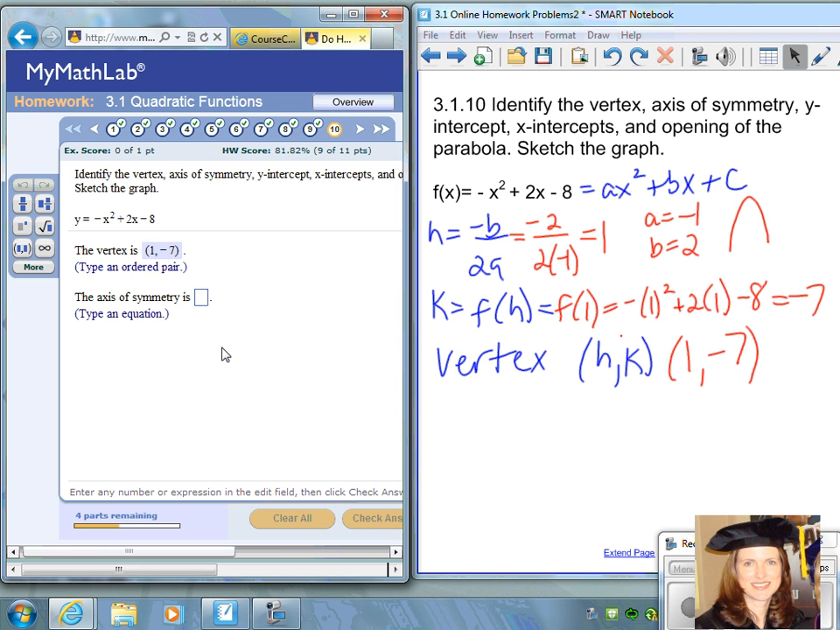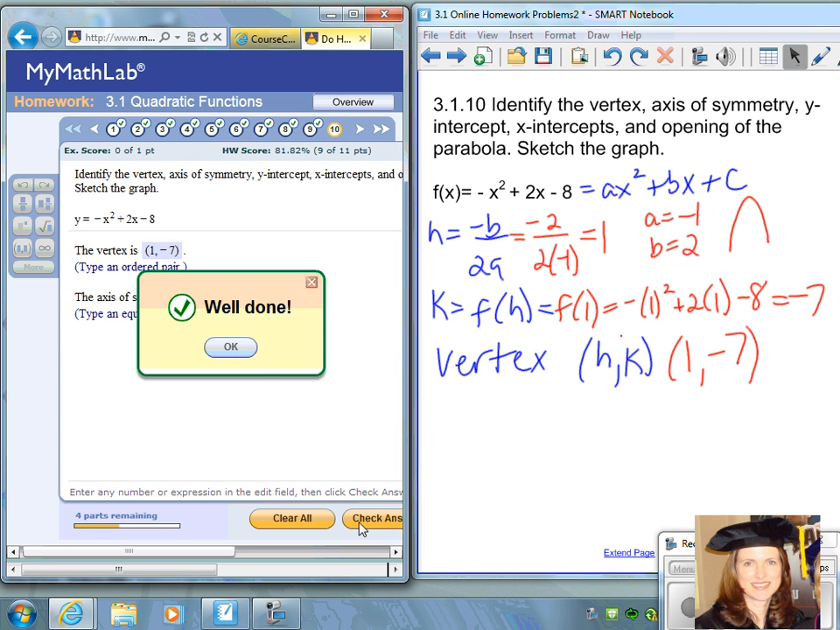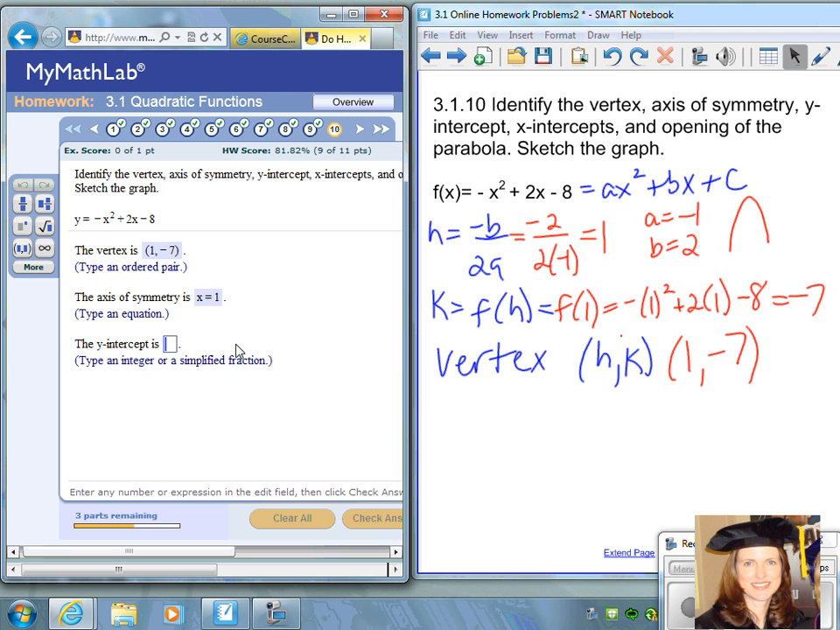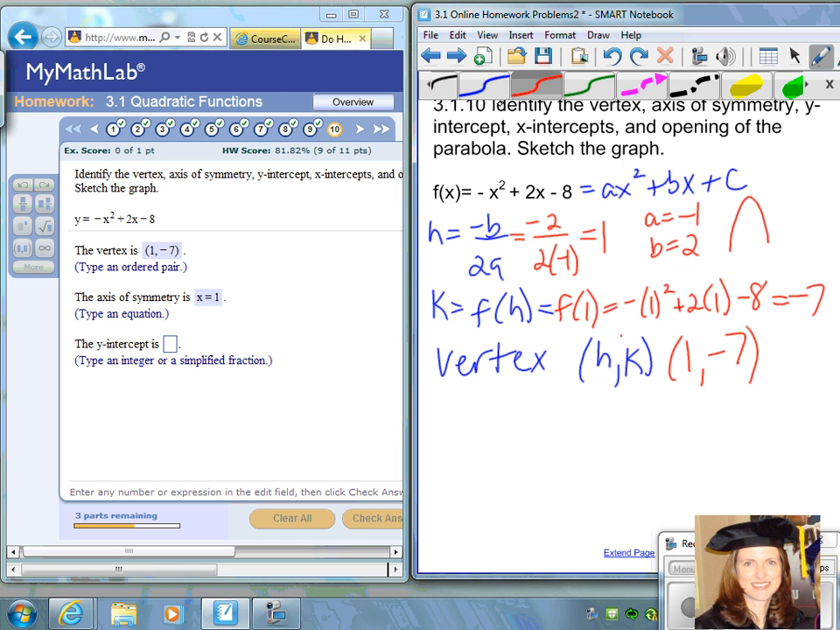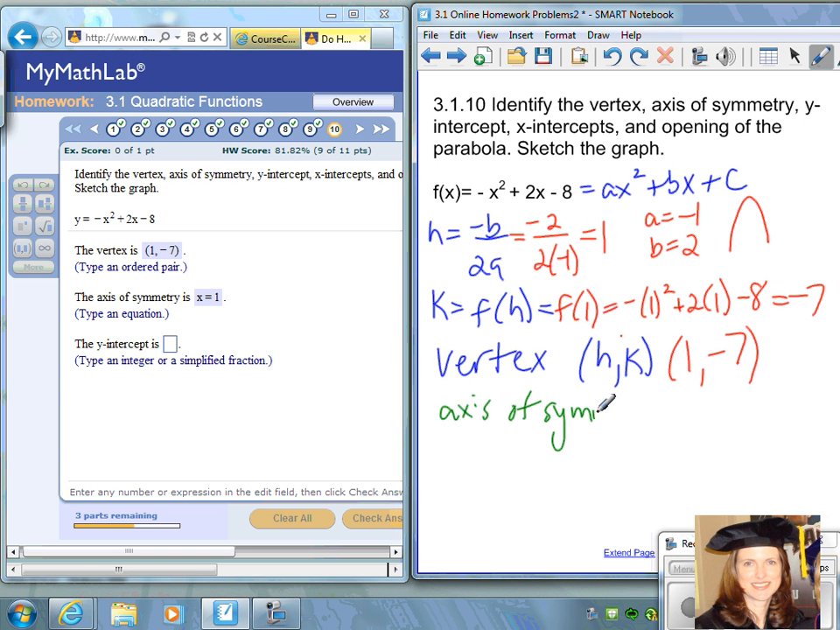Now the axis of symmetry is that vertical line that goes right through the x value of the vertex, and that is going to be x equals 1. Let me write that down. The axis of symmetry is always that vertical line that goes right through the vertex. It's going to be x equals 1.